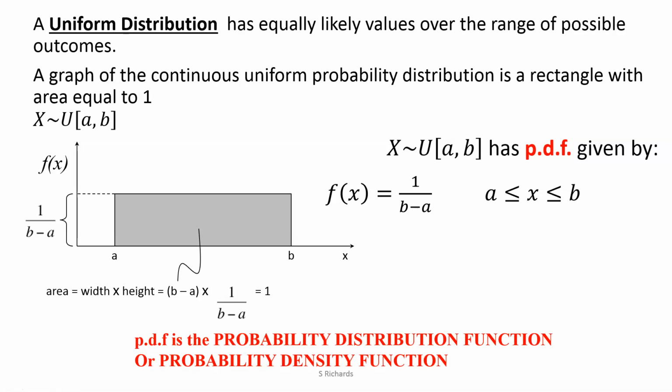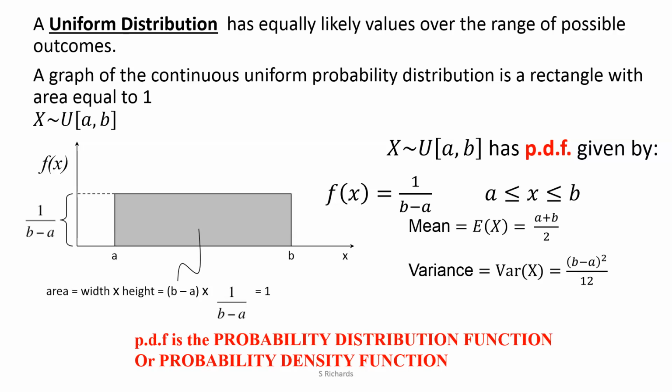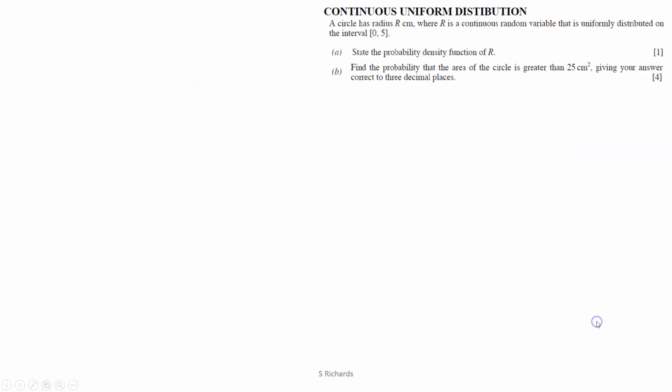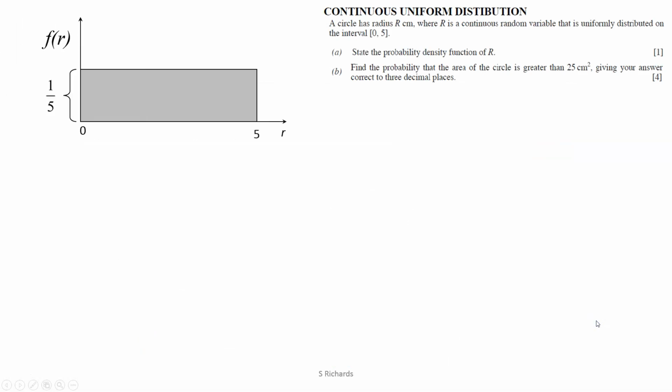For a uniform distribution, the mean and the variance are defined and given to us in the formula booklets. We will not use them in this question, but these are the relevant pieces of information to help with your revision. So back to the question. State the probability density function of r. We have an interval from 0 to 5, and therefore f of r is 1/5. The PDF is f of r is 1/5 if r is between 0 and 5 and is 0 otherwise.